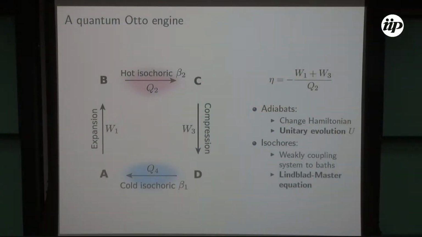So obviously we asked ourselves, well, how does it look in the quantum case? So, a short introduction again to the quantum Otto engine. An Otto engine typically consists of 2 isochores, a hot one and a cold one, where we couple the system to a heat bath, and heat is exchanged, as well as a compression and an expansion step in which the work is performed. The isochores are implemented by recoupling and hence using Lindblad master equations, and the adiabats are implemented by changing the Hamiltonian in a unitary evolution.